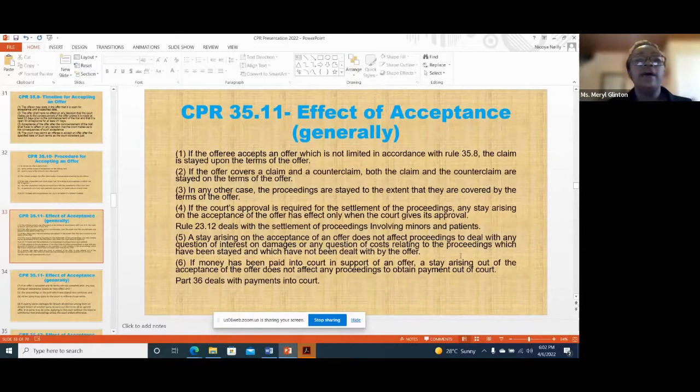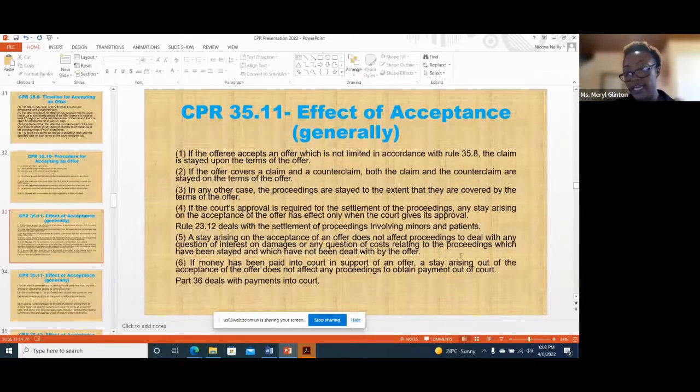So now we're going to look at what the effect of accepting an offer will be. And 3511 deals with the general rule, and this is particularly in relation to two-party litigation, so where there's a single claimant and a single defendant. The circumstances become a little bit different when there are multiple parties, and we'll address that a bit later on. But for now, we're looking at the general rule.